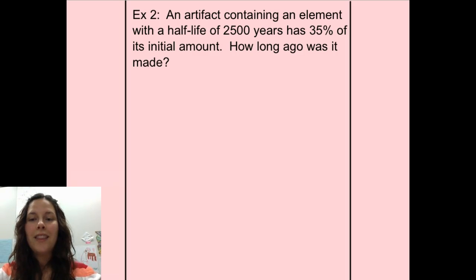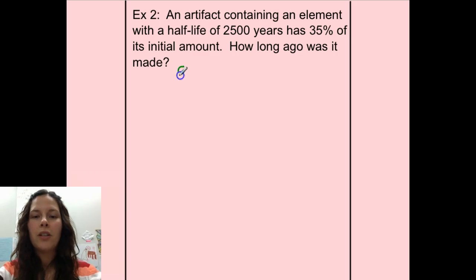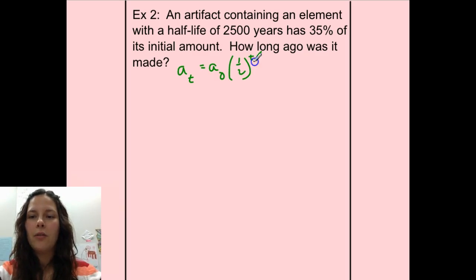One last question. This time we know a percent remaining and not an actual value, so we need to think about this a little bit more carefully as we set up our equation. Starting with that same equation, the amount after time equals our initial amount times 1/2 to the time over k power, k again being our half-life. So if we have 35% remaining, we need to solve for how long ago was it made. So we need to solve for t, which means the first thing that we would do to solve for t is divide by the initial amount.